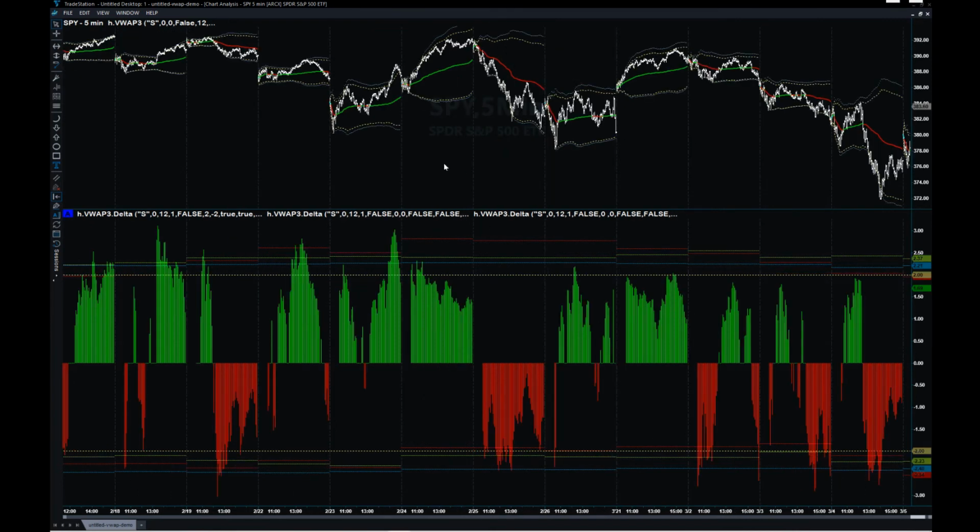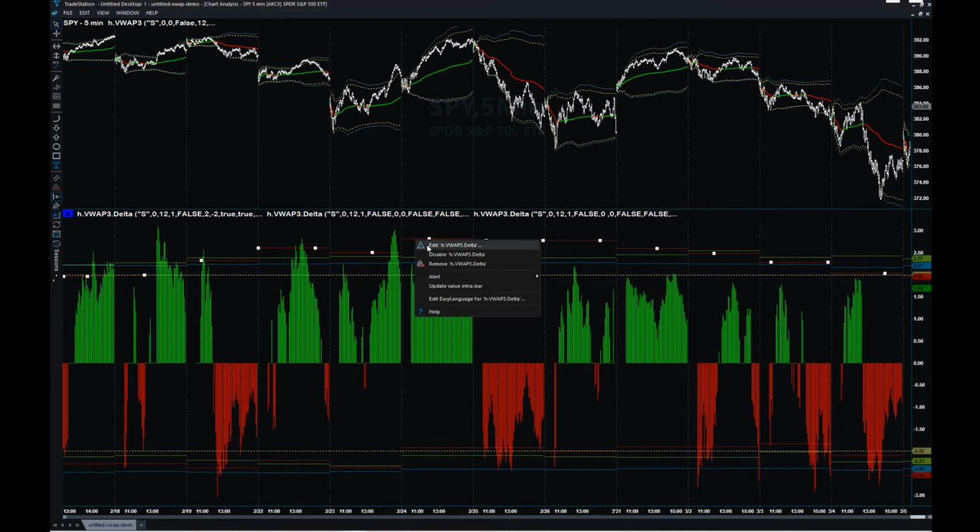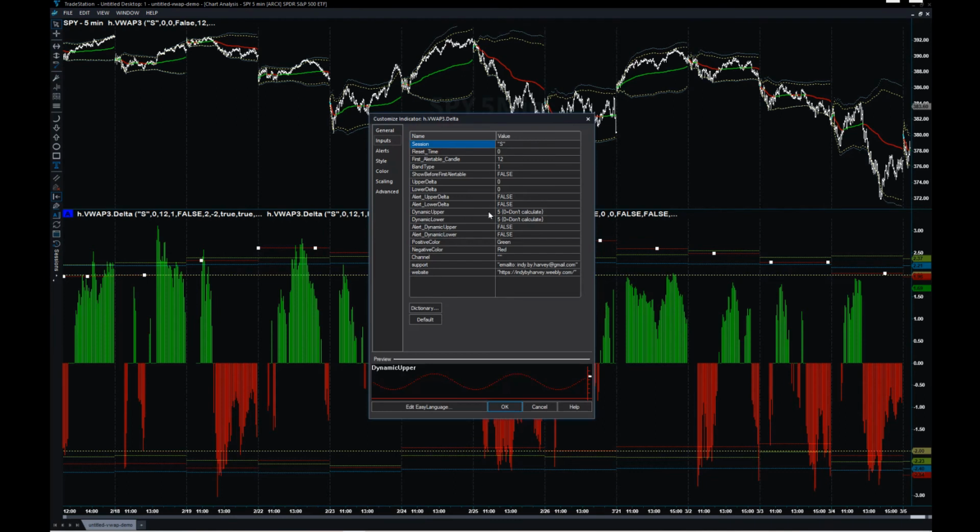It's the bottom of the chart that gets a little more interesting. I've inserted the indicator VWAP3.Delta 3 different times. Now I've done this so that I can more easily visualize the maximum extremes of the price excursion based on different numbers of sessions in the past. Now the number of sessions I've chosen is 5, 10, and 40. So one instance of the indicator, the ones that display red, were configured with dynamic upper and lower set to 5.